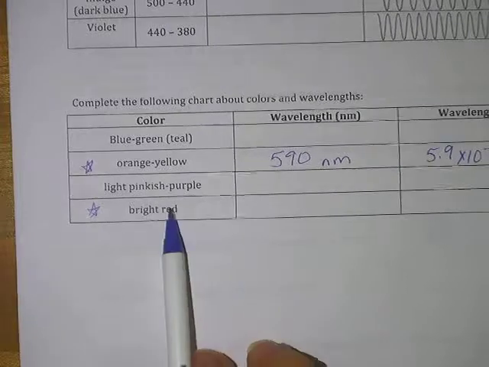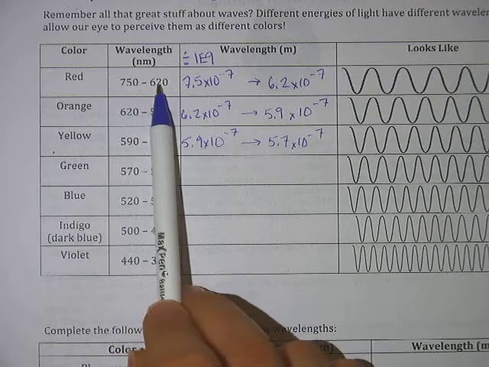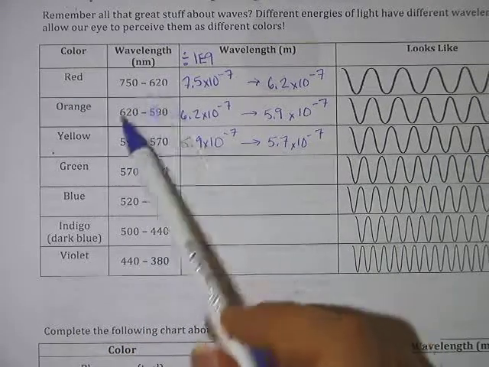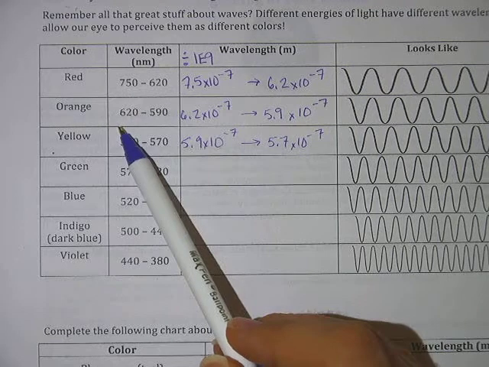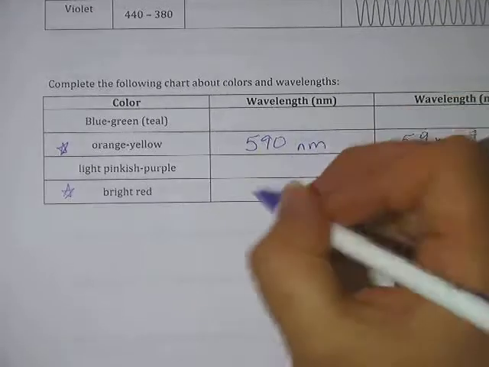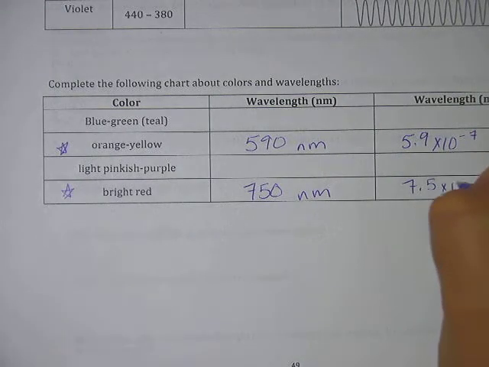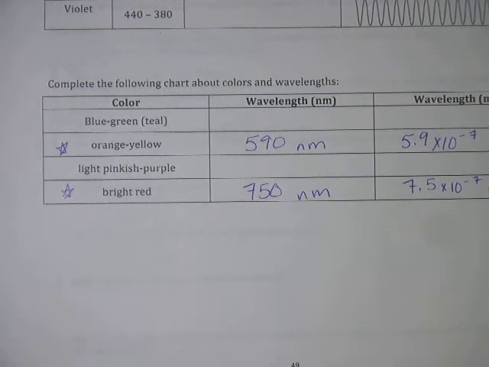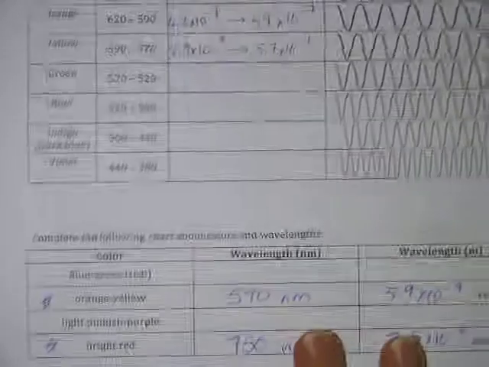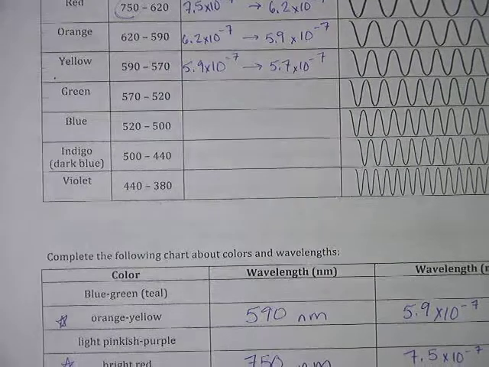Okay, another one, bright red. Red has this range from 750 to 620. If I pick the 620 side of the range, that's overlapping with orange. And I don't want red-orange. This example wants just bright red. So I should probably pick the 750 side of the spectrum. Or 7.5 times 10 to the negative 7 meters. Okay, so that's how this is going to work when you get to your lab. And from here, I'm going to let Miss Woodlock explain the lab itself.